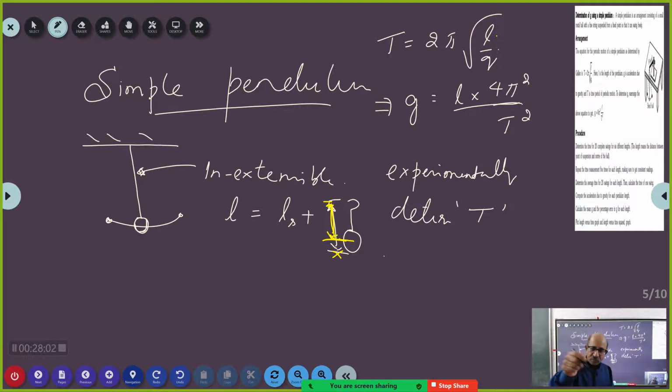See, in your journal, if you have not written like that, and if I am to correct your journal, I will definitely deduct marks from you. I am telling you. If I come as an examiner, I am going to deduct marks because this is what you are supposed to do in the laboratory. You have to specify which measuring instrument you have taken. So you have to say, I took a scale with least count 1 millimeter, and then I measured this. Okay, fine.